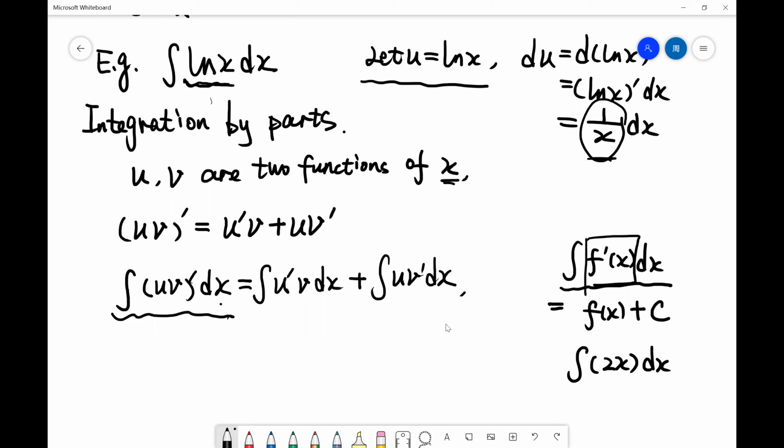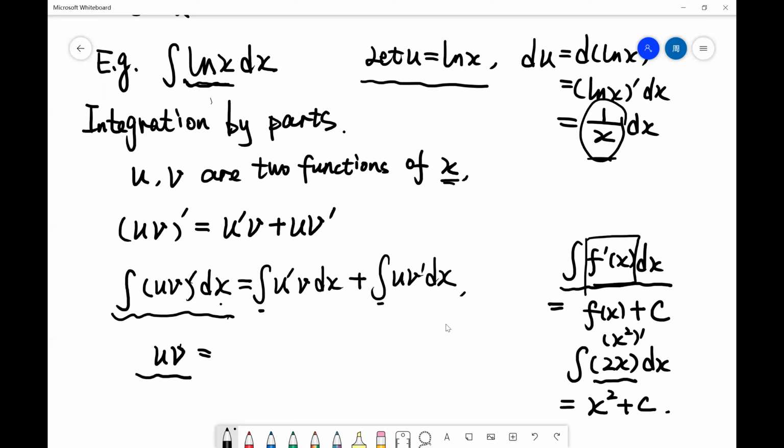For example, the integral of 2x dx equals x squared plus c, right? And actually 2x is (x squared)' here, right? So we should know that the left part equals uv, right? We don't write plus c here because we have integral signs on the right, so we don't have to write plus c here. This is the result of the left part.